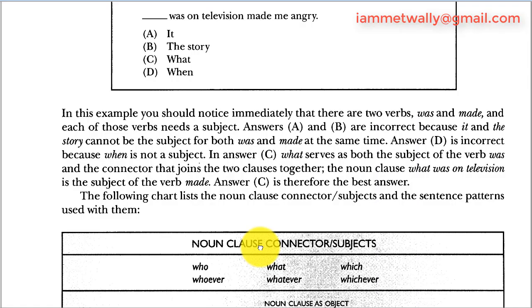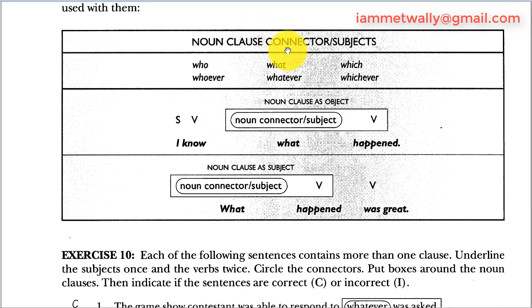The following chart lists the noun clause connectors, subject, and the sentence pattern used with them. Noun clause connector subject: I have who and whoever, what and whatever, which and whichever. So the pattern is like that: subject, verb, and then noun clause and the verb. So, I know what happened. I is the subject of know, what is a connector and is the subject of the verb happened, and together as a noun clause works as the object of the verb know.